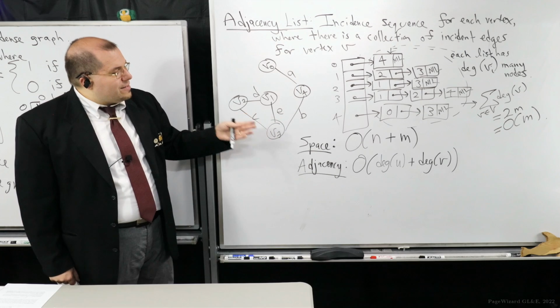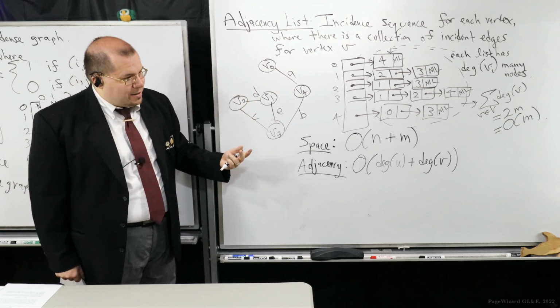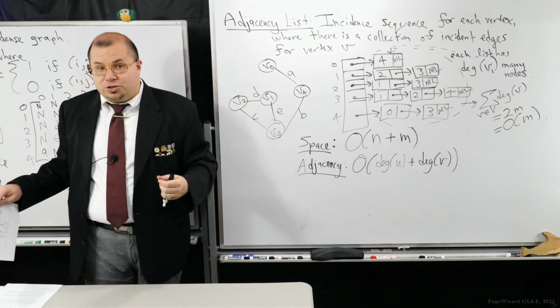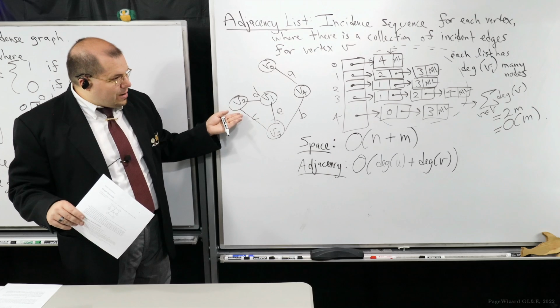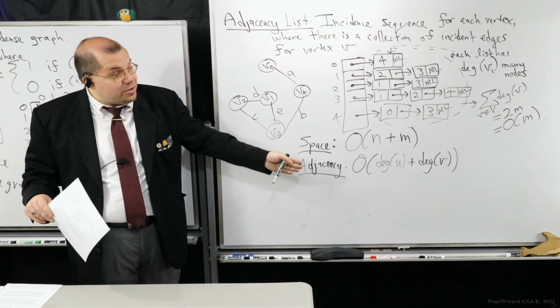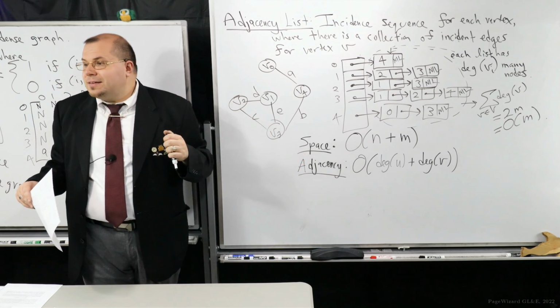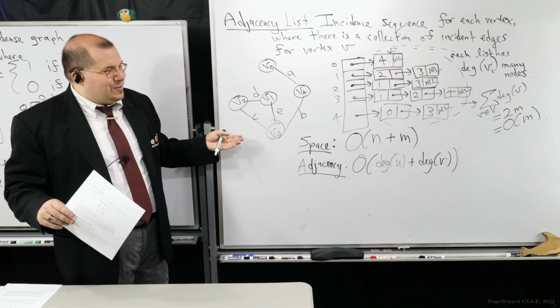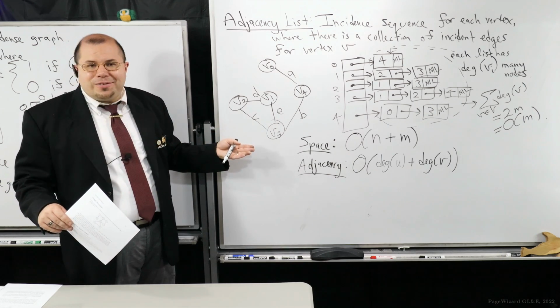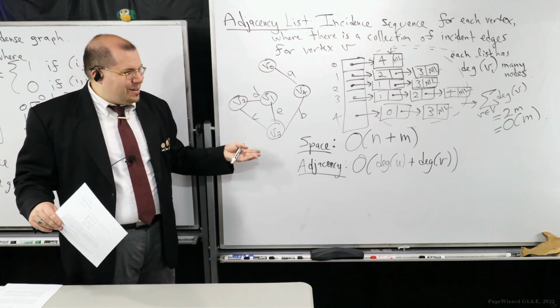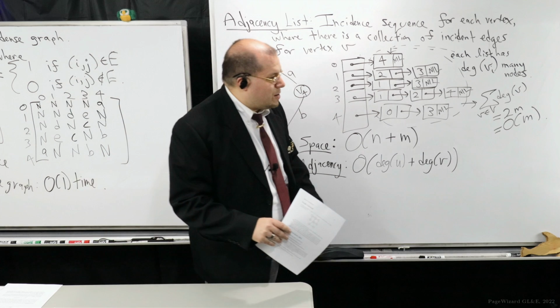But the point is it depends on the degree of the vertex. And the degree, if this is, say, a complete graph, you may have to take linear time in the worst case. Because what's the degree of any vertex in a complete graph? It's big O of n, because it's n minus 1.